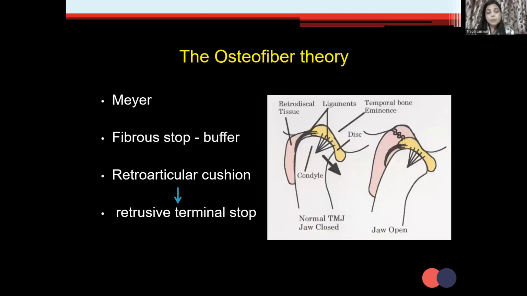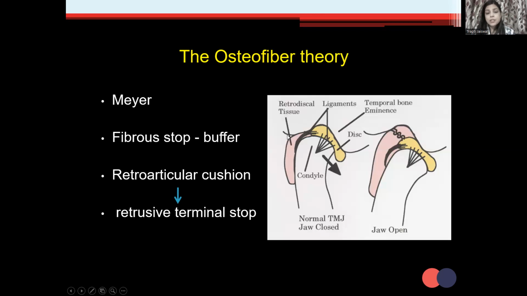The next theory was the osteofiber theory. This was given by Mayer. In this, they said there is a fibrous capsule, and this fibrous capsule acts as a buffer. The retrodiscal tissues act as a retrusive terminal stop, and they prevent more retrusion of the mandible. It guides the posterior-most and most retruded position of the condyle in the glenoid fossa.